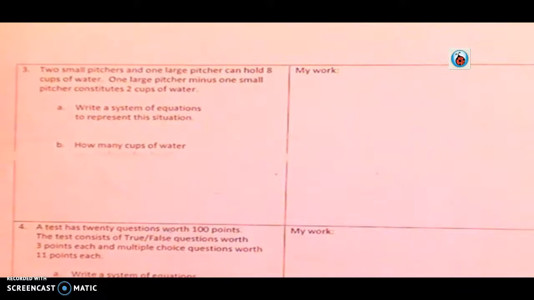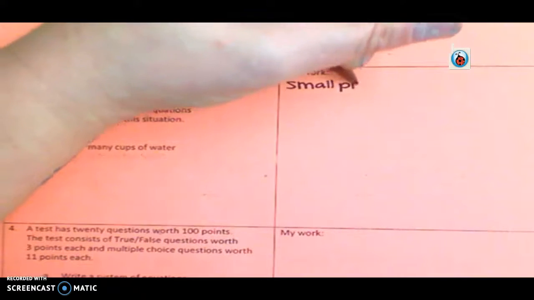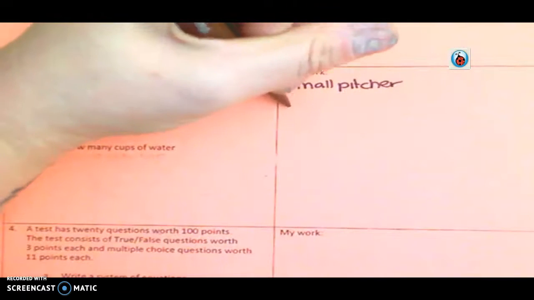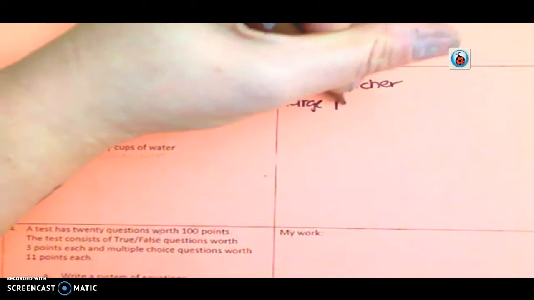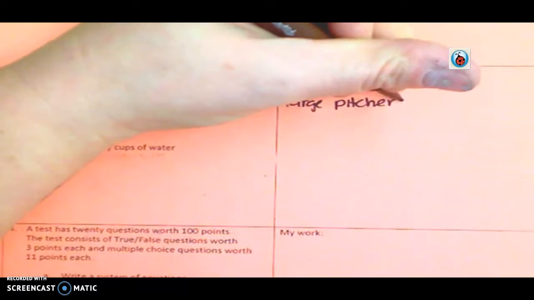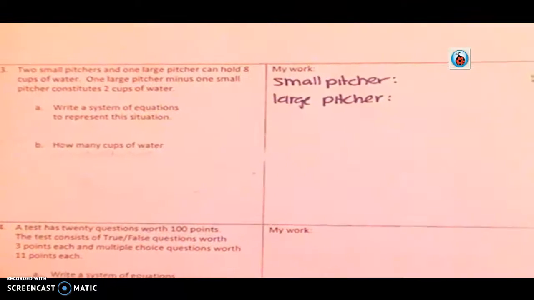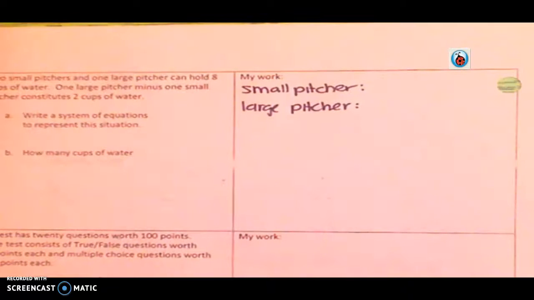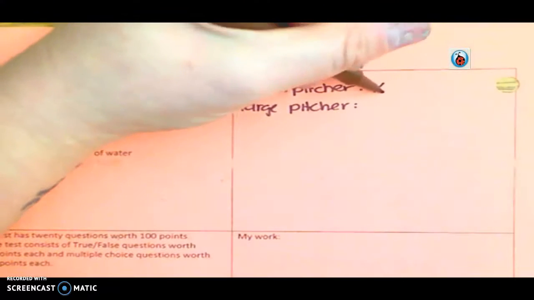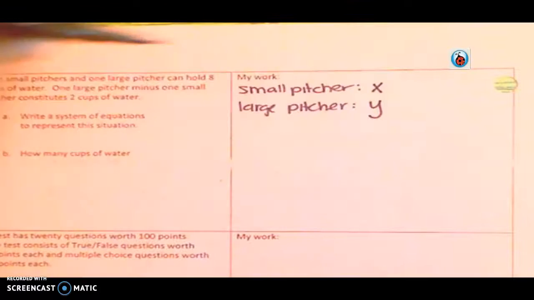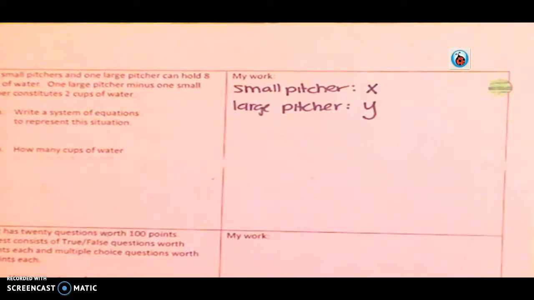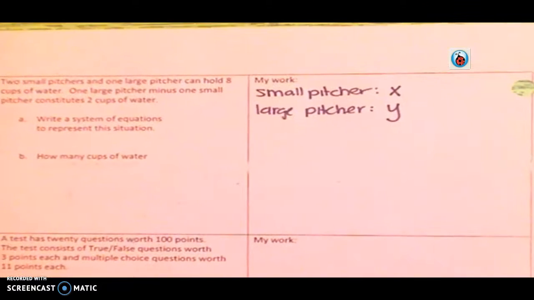So, all right, we have 2 small pitchers and a large pitcher. So I've got a small pitcher, and I've got a large pitcher. Okay, and then we want to represent them. So I am going to say that my small pitcher is X and my large pitcher is Y. I just don't like using S and L because it looks like 5s and 1s and that gets confusing.